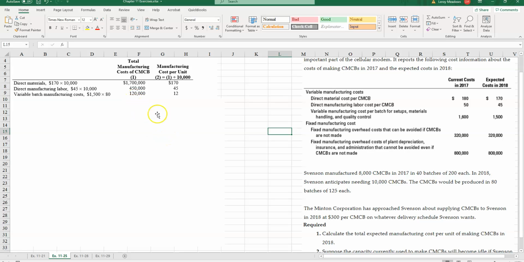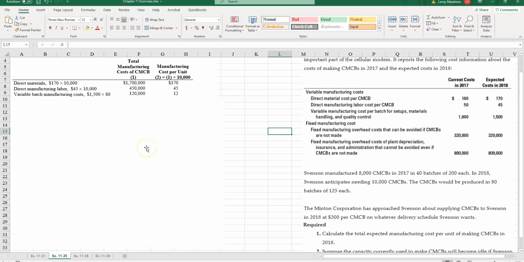Now I'm going to take my total cost of $120,000 and divide that by the number of units that I'm going to make, which is 10,000 CMCBs. So that's going to give me $120,000 divided by 10,000 CMCBs, which gives me $12 per unit.